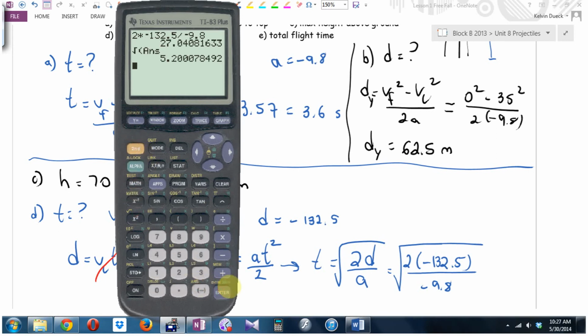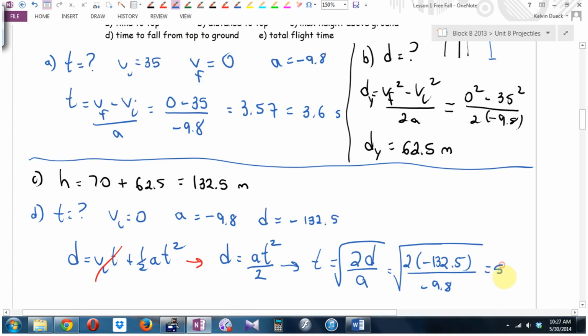Do we all get 5.2? Almost even? Seconds.